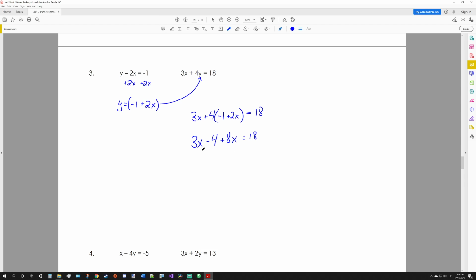We can now combine like terms. I see a 3x, I see an 8x. That's 11x. They're both on the same side. And I'm going to combine my like terms again. This one's on opposite sides, so I have to do the opposite operation.